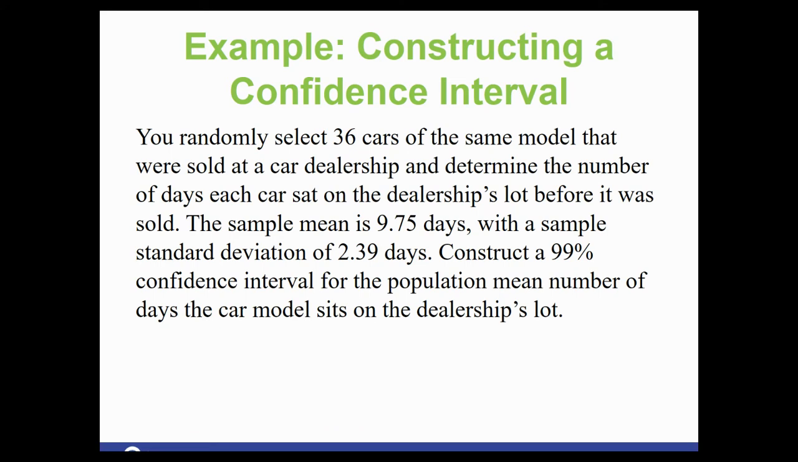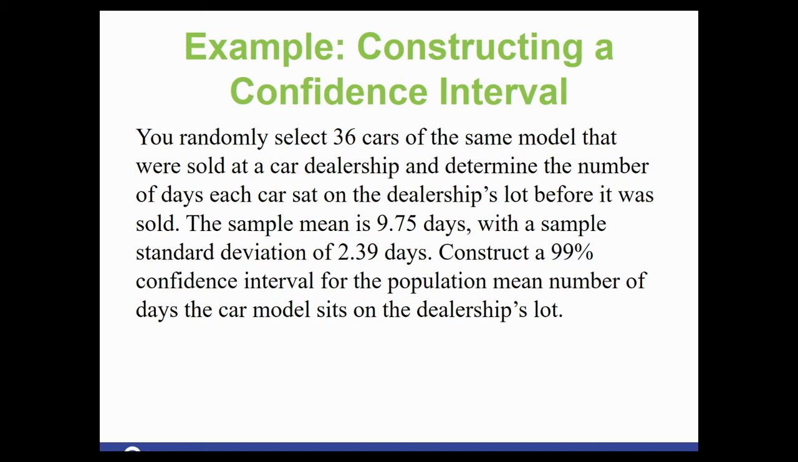So let's try another one. This one says you randomly select 36 cars of the same model that were sold at a car dealership and determine the number of days each car sat on the dealership's lot before it was sold. The sample mean is 9.75 days with a sample standard deviation of 2.39 days. Construct a 99% confidence interval for the population mean number of days the car model sits on the dealership's lot.